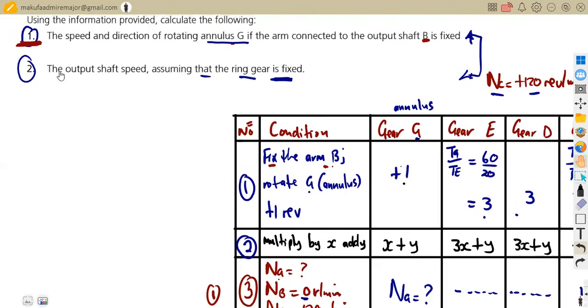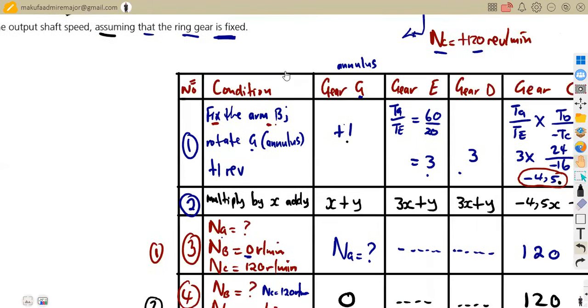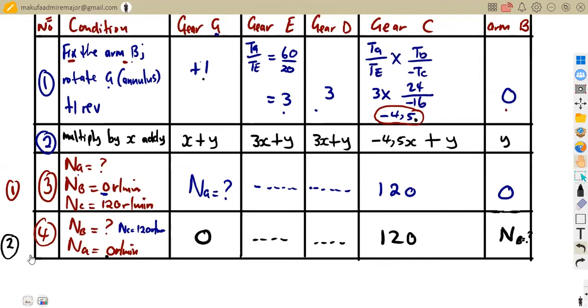The second question is to calculate the output shaft, which means we are talking about B in this case, assuming that the ring gear is fixed, whereby we said now G is fixed. This was the condition that we had here on the second part.